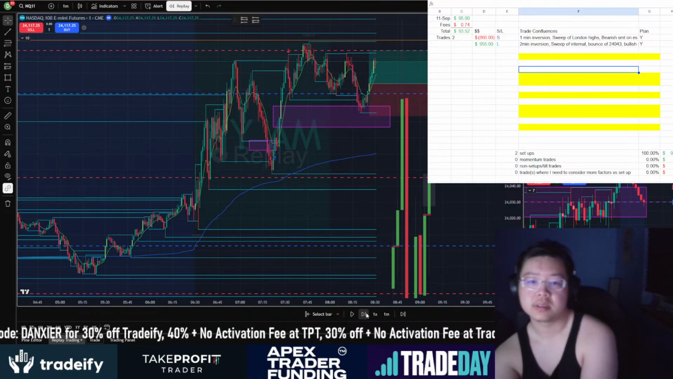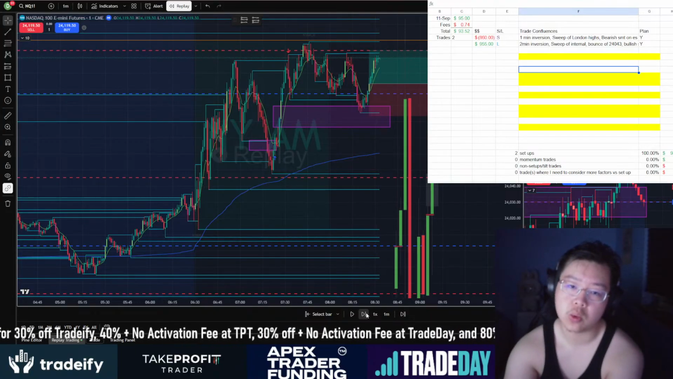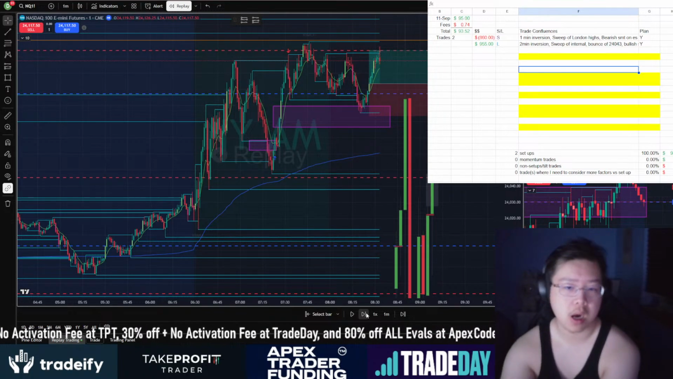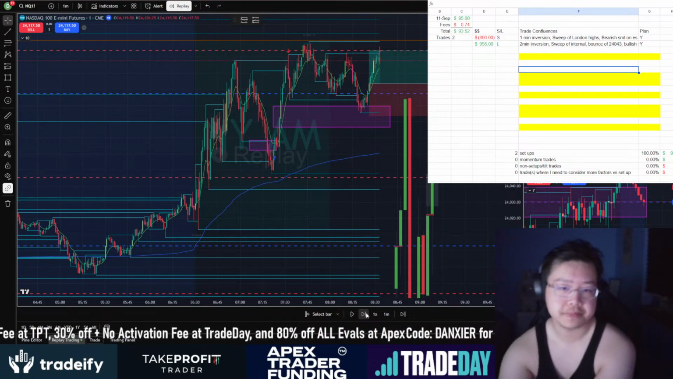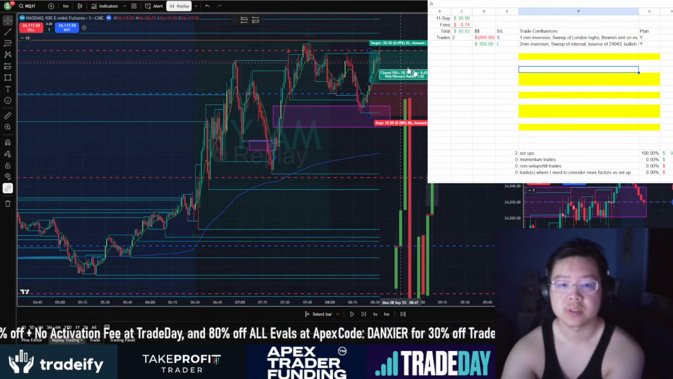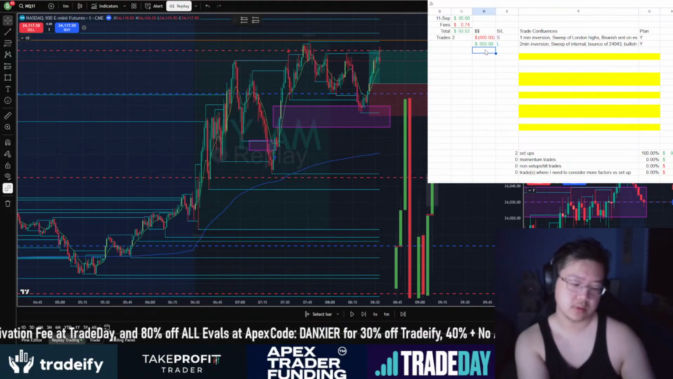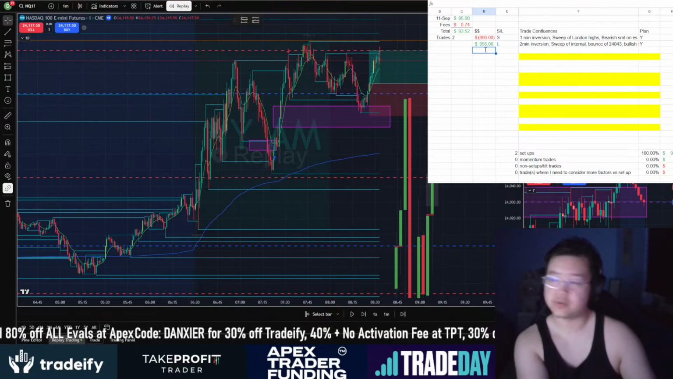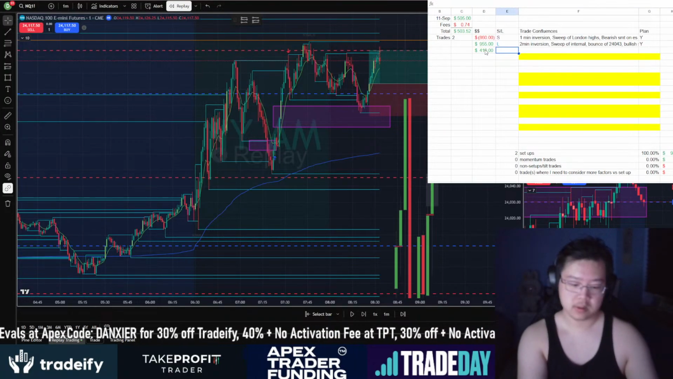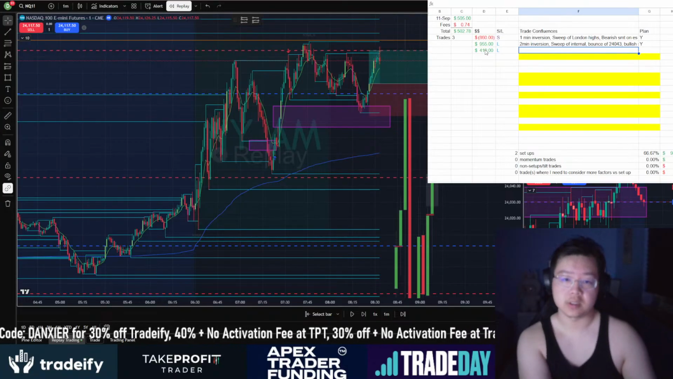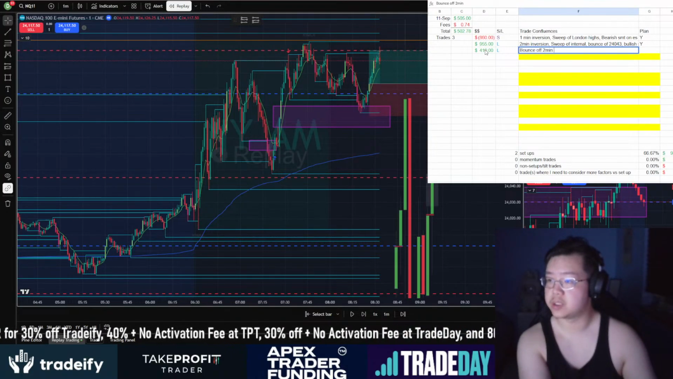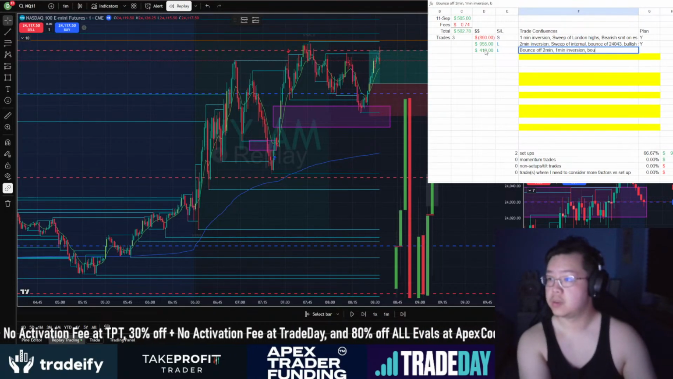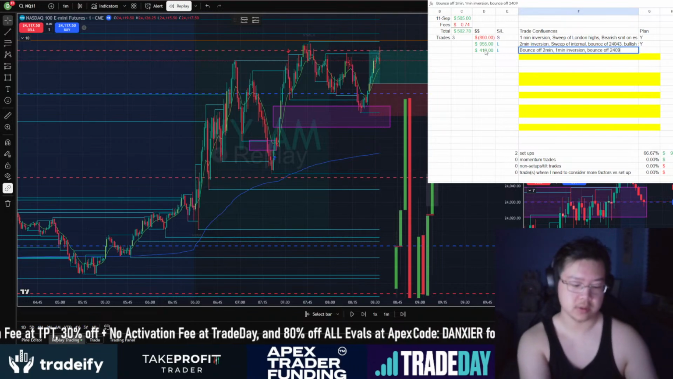Looking good. Oh, there we go. This is 20.5. Half is 10. 410. Longs. And this is a bounce off 2 min. 1 min inversion. Bounce off 24097.